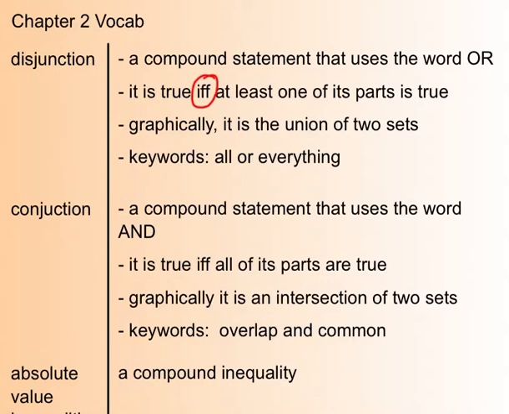Our second type of compound inequality is a conjunction. And this will use the word and. You may or may not see the word and. You may just see a string of inequalities linked together. A conjunction is true if and only if all of its parts are true. So every piece of the inequality statement must be true. And the intersection means you only graph what makes both inequalities true. Some keywords would be overlap and common.